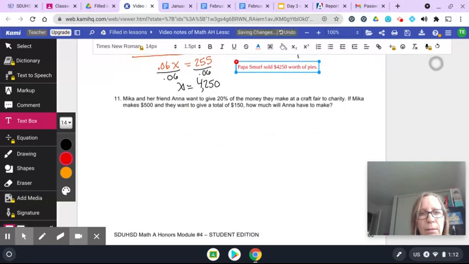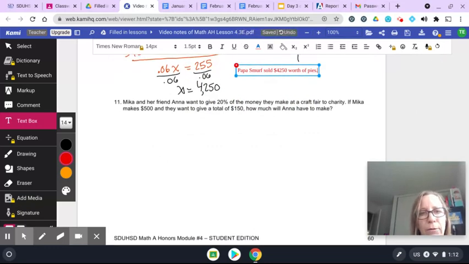Number 11. Micah and her friend Anna want to give 20% of what they make at a craft fair to charity. If Micah makes $500 and they want to give a total of $150, how much will Anna have to make? Okay, I like to organize. You don't have to, but I like to.